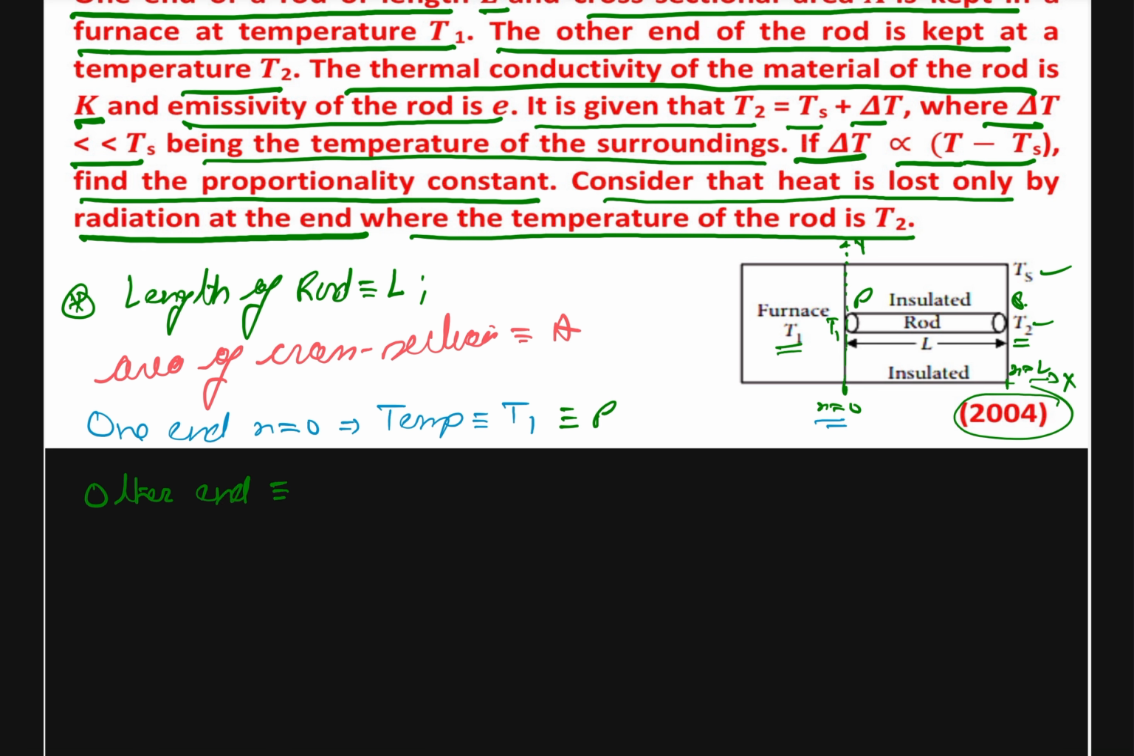The other end is our Q, that end is at x equal to L, and the temperature of that end is given as T2, which is equal to Ts plus delta T. The rest of the things are given to us, and we have to remember that the heat lost will be only from the end Q.